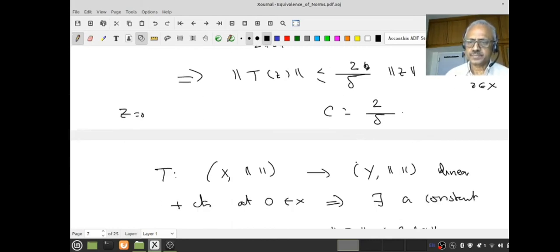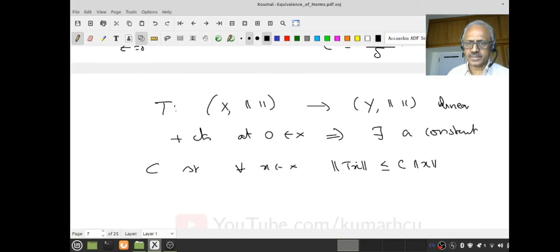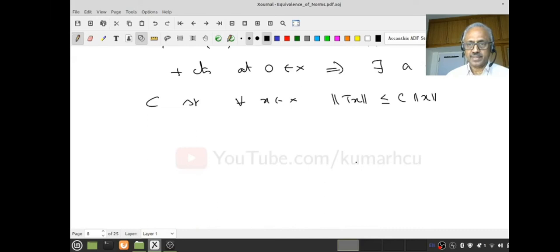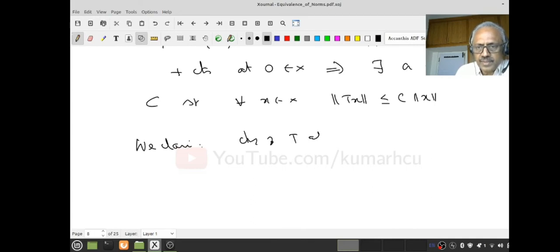Do all of you understand this? Right. So just using continuity of the linear map at 0, I got it. But this actually shows the other way around. Okay. Now we claim continuity of T at 0 implies continuity of T everywhere on X.